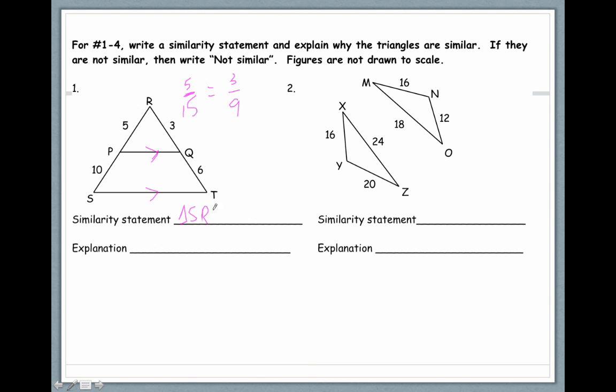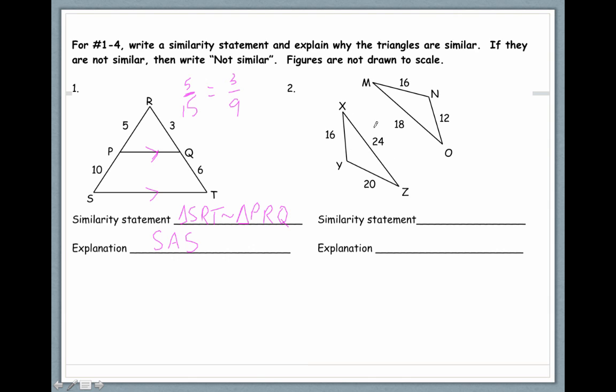So triangle SRT is similar to triangle PRQ, and it's by side angle side, because of course the angle is exactly the same.